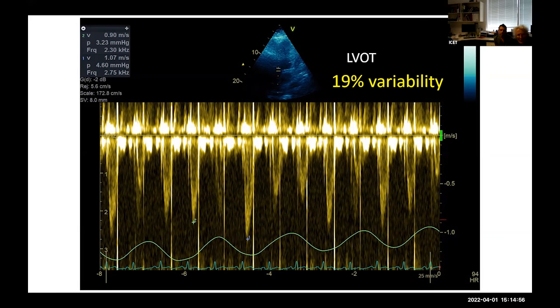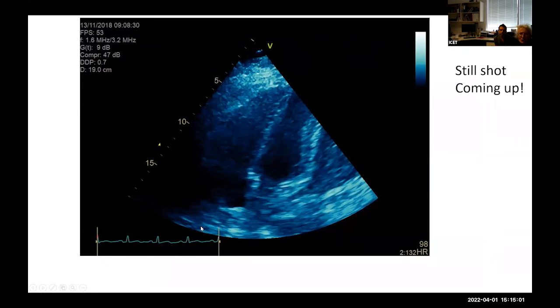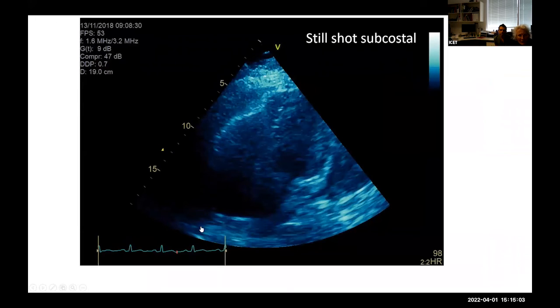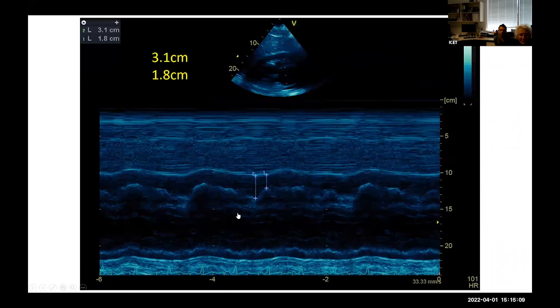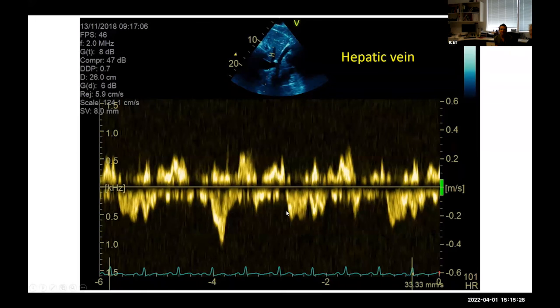Moving on. Is there any hepatic vein in this one? Move on. Still shot coming up. That would be the ventricular collapse, yeah. 3.1 centimeters, collapsing down to 1.8 centimeters. Not quite 50%. No, not quite. And now we have got the hepatic vein.